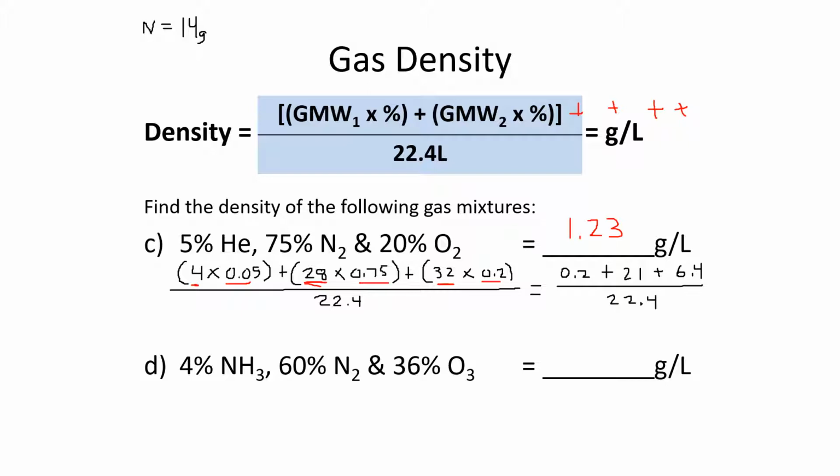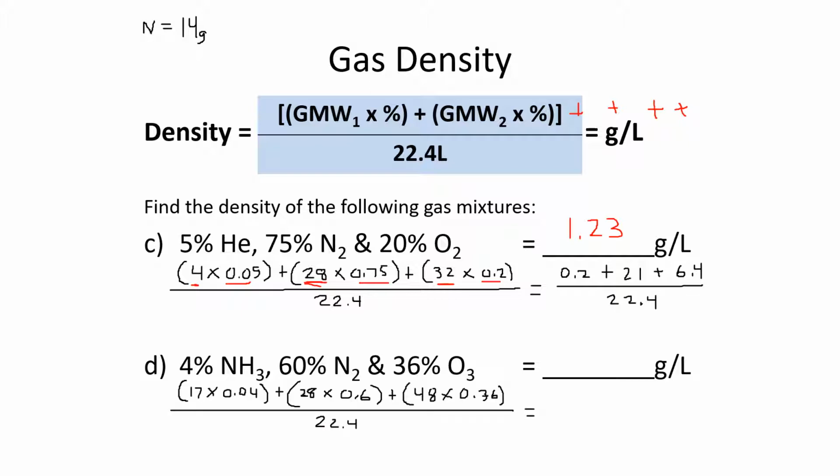NH3, so we have ammonia. So that's 14, 15, 16, 17 for NH3, 17 grams per mole at 4%. Nitrogen gas, 28 grams per mole at 60%. And O3 this time, ozone, 48 grams at 36%.